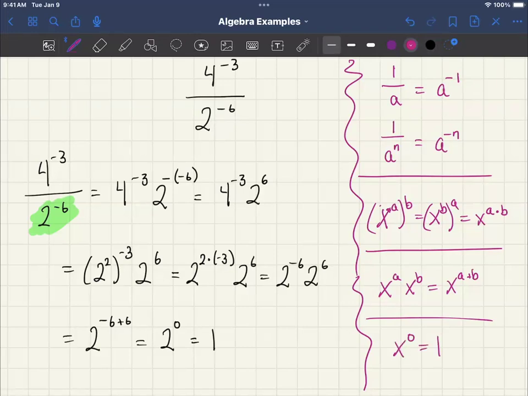So our original expression is a fancy way of saying the number 1.